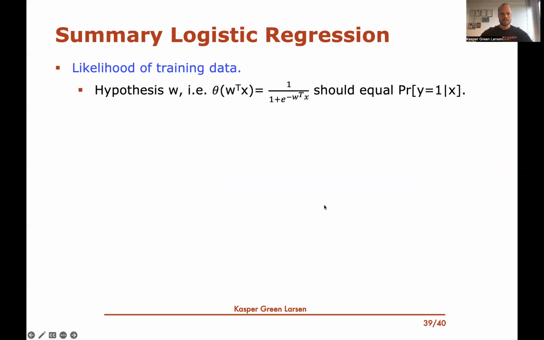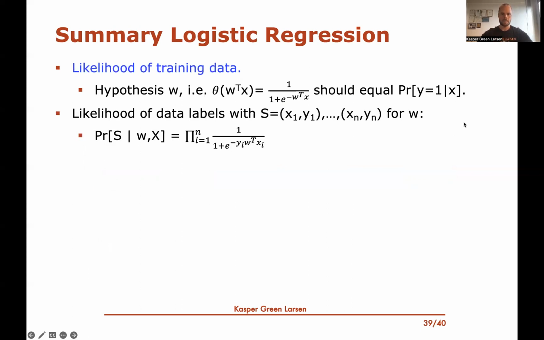So let me summarize what we saw in these 3 videos on logistic regression. We had a hypothesis W, which is supposed to be a linear model. The way we decided to make predictions is that we apply the sigmoid function to the inner product between W and X. The sigmoid function is defined like this. The intention is that the output should be an estimate of the probability that the label Y is 1 given this feature vector X.